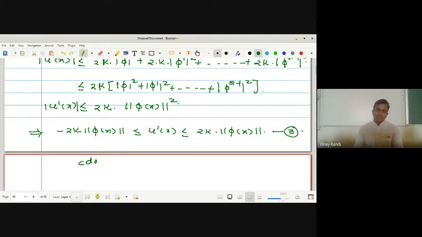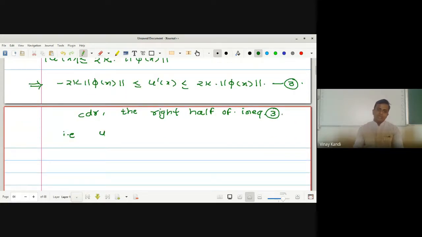Now again consider the right half of inequality 3. So what we get? That is u dash of x is less than or equal to 2 into k into norm of phi of x, which implies u dash of x is less than or equal to 2 into k. What is phi of x? Norm of phi of x is nothing but what? U of x.